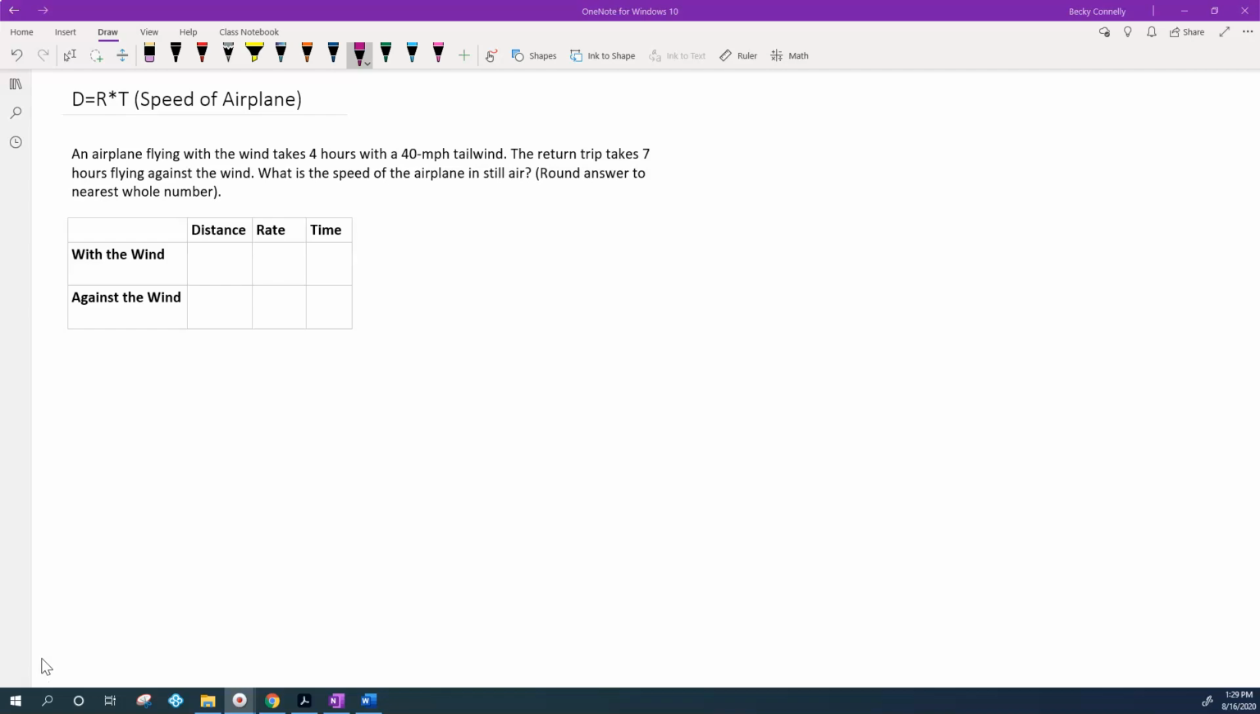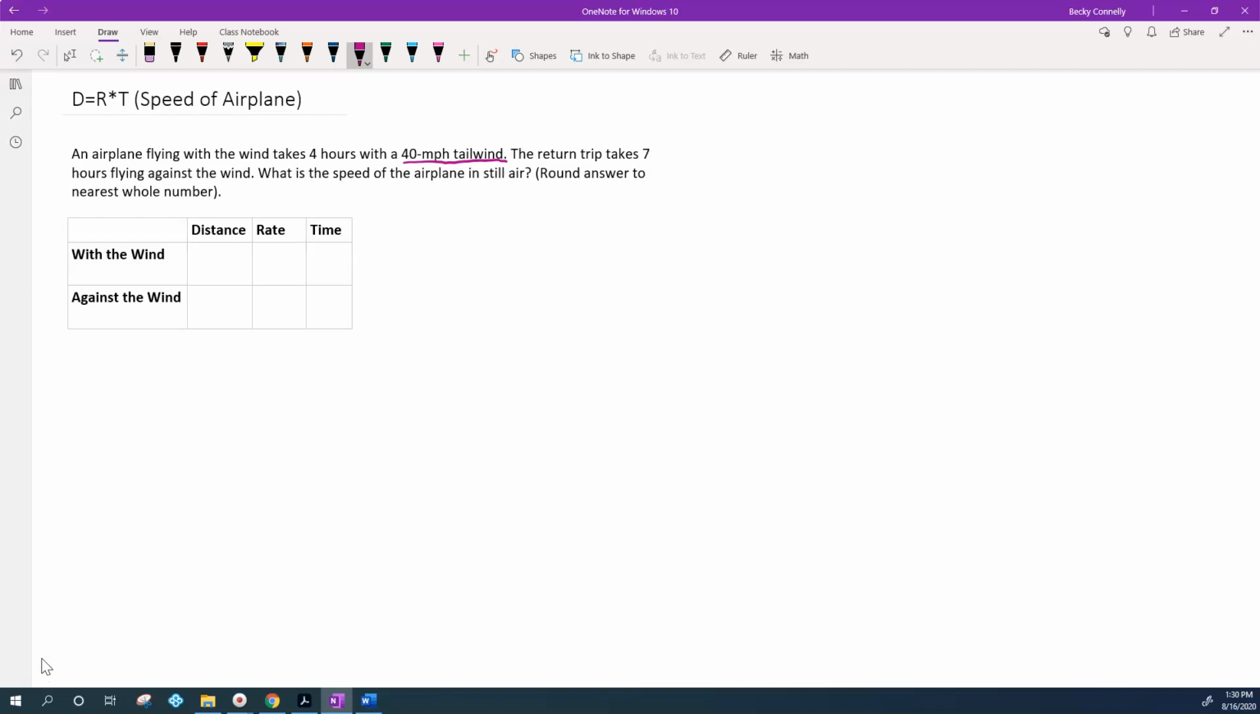Right? So remember, when you're in an airplane and it has a tailwind, like we're talking about here, that means it's pushing the airplane faster. The wind is coming from behind and it's pushing it 40 miles an hour faster than what it's really going in still air. And if you have a headwind, flying against the wind, then it's slowing you down. All right, so those are important things to know when we're trying to set up this problem.